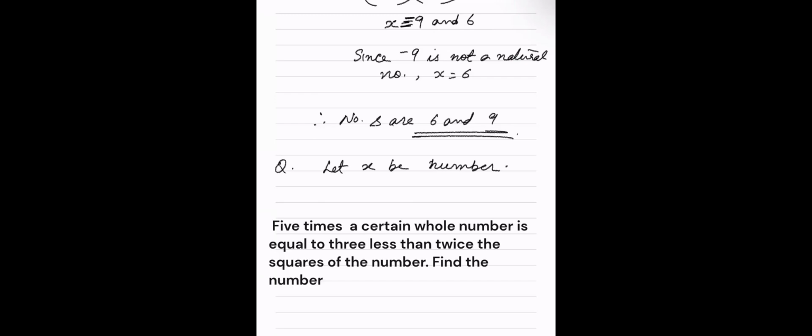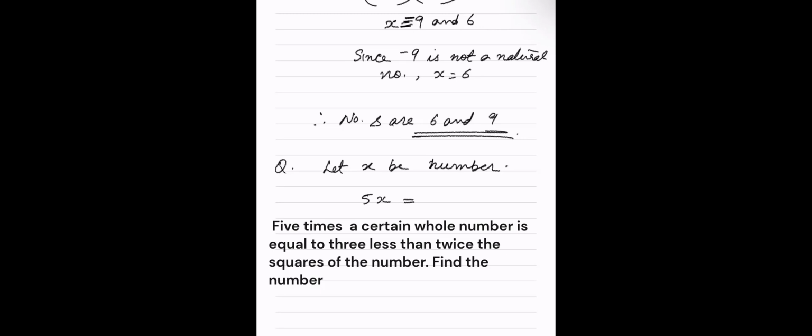Now, what is the description given about the number? 5 times a certain whole number. So 5 times x is equal to 3 less than twice the square of the number.